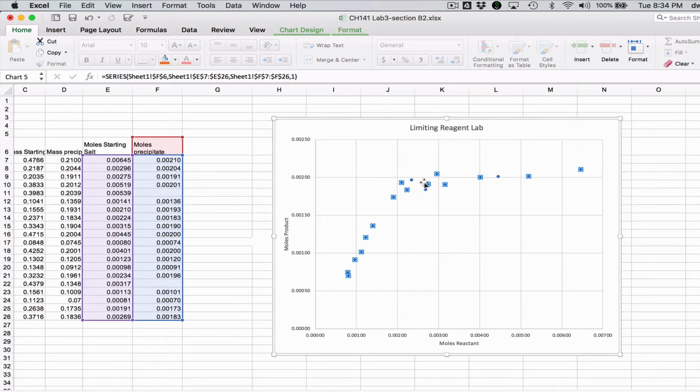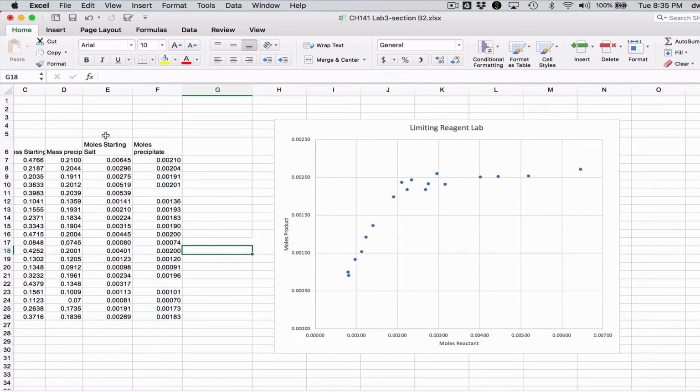So the challenge is I need to take these data points and move them over into column G, and I need to take these data points and leave them in column F. And that is hard to do as the data is currently collected, because this data is random. It is experimental data collected by different people, and so it isn't increasing with respect to moles of starting salt.